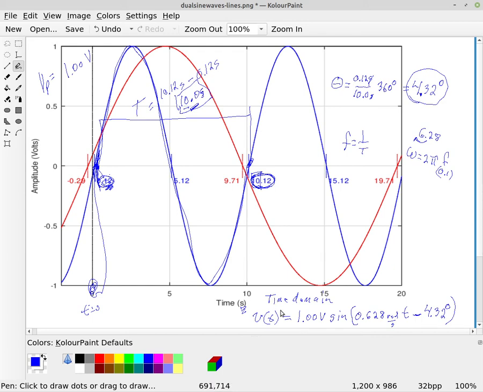So this blue waveform can be written in the time domain as v of t is equal to 1.00 volts times sine of 0.628 radians per second times time. Remember, time is evaluated in seconds, so the seconds cancel and you're left with radians. And then we write the phase shift. Sometimes we use a symbol theta for that, or sometimes we use a symbol phi, but this is the phase shift. And the phase shift is negative 4.32 degrees.